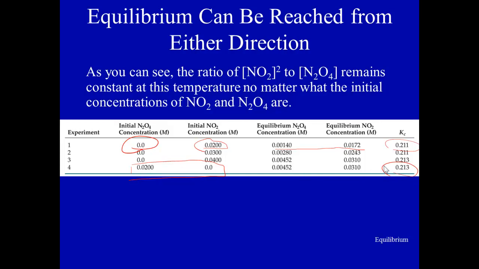Did these amounts come out to the same? Not quite. Okay. But it has to do with the relationship with this squaring right here. But notice the Kc always comes out to be exactly the same. Okay. So the key to this is it's the constant temperature. A K is only good for a certain temperature.